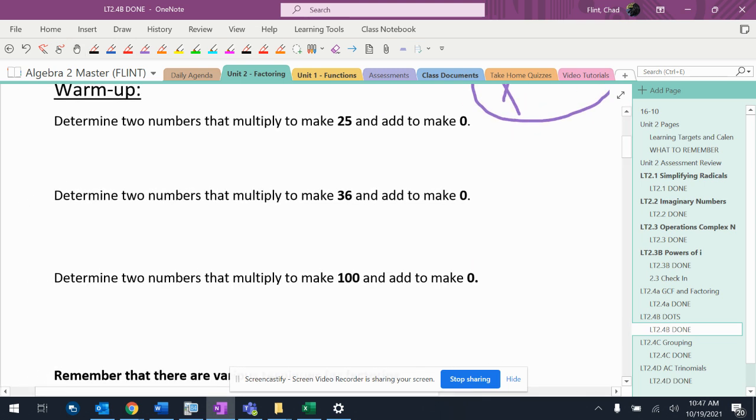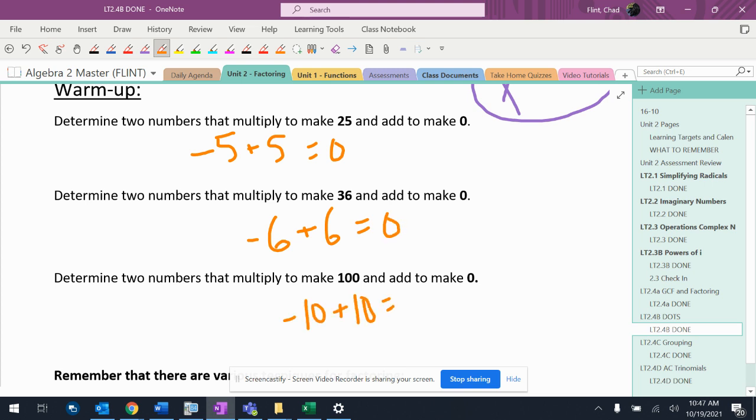What are the two numbers that multiply to 25 to make it a zero? It really should say negative 25. So it should be negative 5 and 5. Those add together to give me a zero. Okay, what numbers multiply to 36 to make it a zero? Again, it should be negative 36, negative 6 plus 6 equals zero. And then this one's negative 10 plus 10 equals zero.